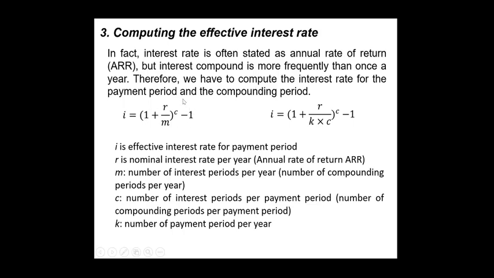Okay, here is the formula to calculate the effective interest rate for the payment period. And here, small r is the nominal interest rate per year, and m is the number of interest periods per year.